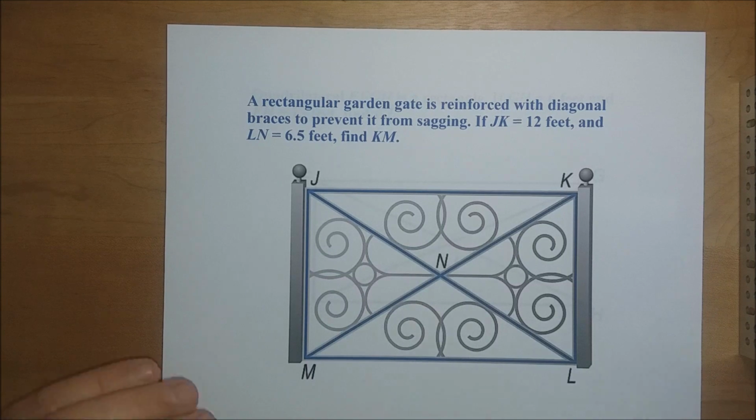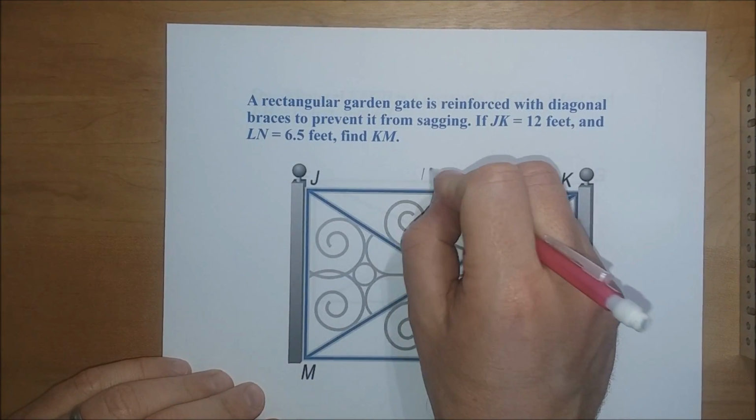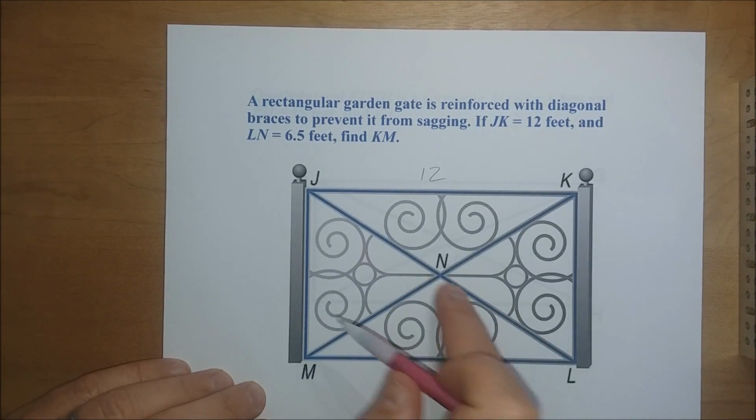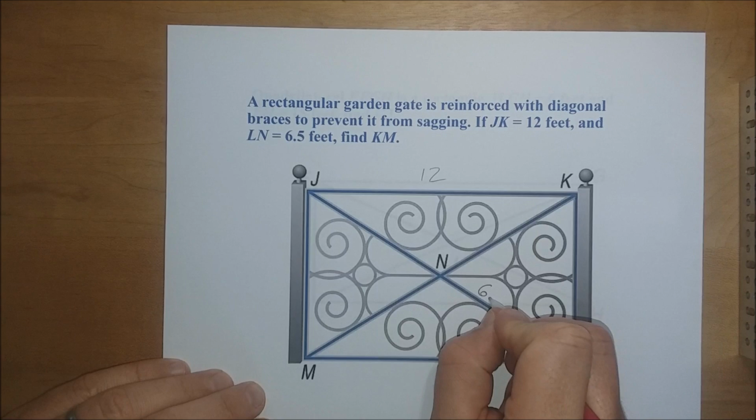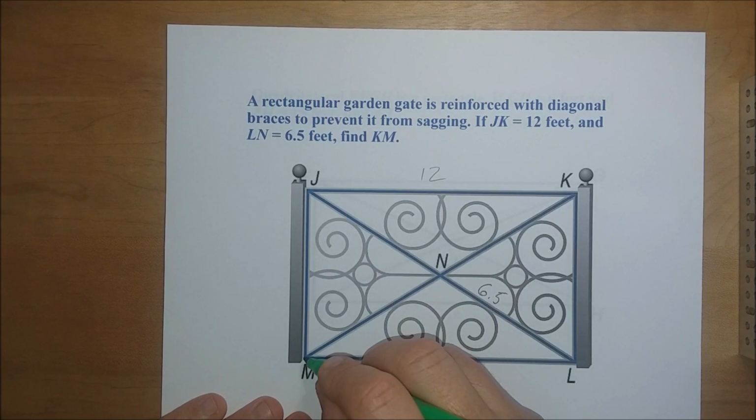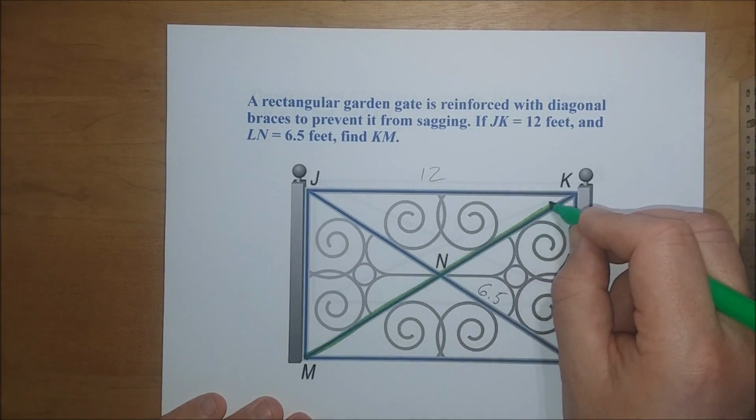Here we have a rectangular garden gate, which is reinforced with diagonal braces to prevent it from sagging. If JK is 12 feet, I'll just label that, and LN is 6.5 feet. So this segment right here, 6.5 feet, could we find KM? They want this entire diagonal right here.